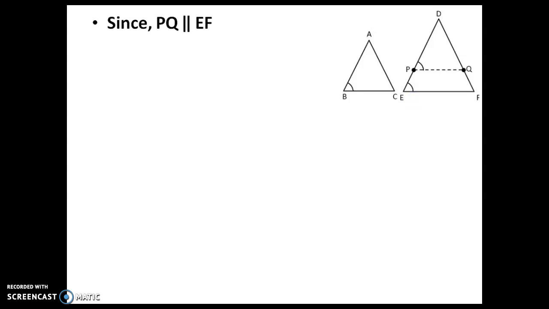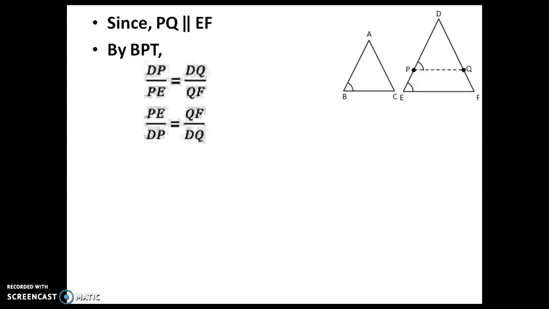So in the next slide, since PQ is parallel to EF, by the BPT theorem, the basic proportionality theorem, we can write DP by PE is equal to DQ by QF. What we learnt in the basic proportionality theorem is that when one line is parallel to another, the other two sides are proportionate. So that's why we are writing DP by PE is equal to DQ by QF.